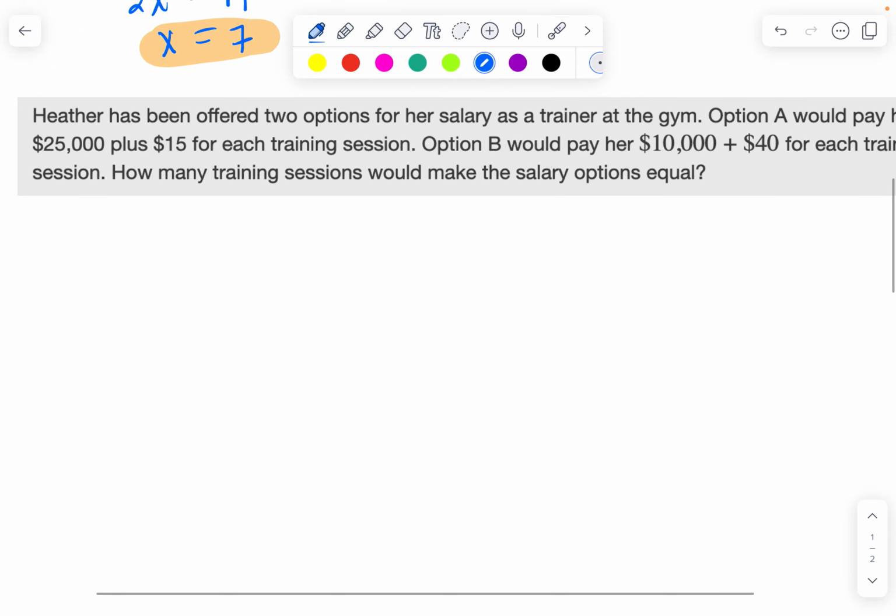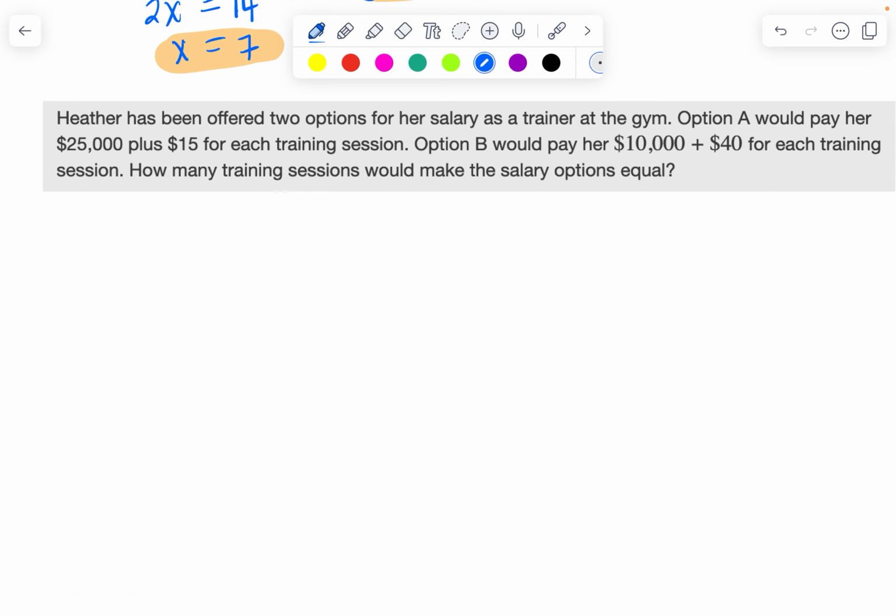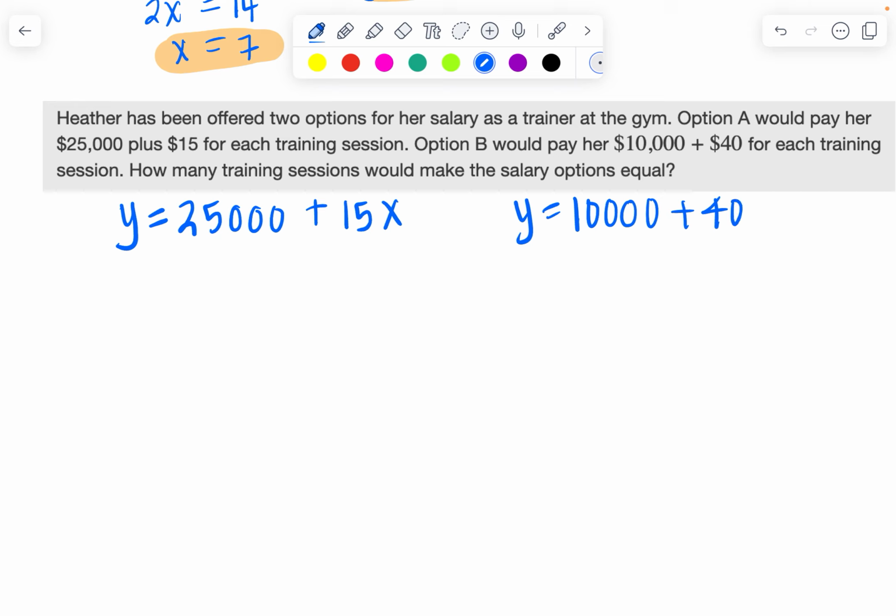Heather has been offered 2 options for her salary as a trainer at the gym. Option A would pay her $25,000 plus $15 for each training session. So I'm going to say y equals $25,000 plus $15 for each training session. Option B would pay her $10,000 plus $40 for each training session. How many training sessions would make the salary options equal? So here we're looking for X. That's representing our training sessions.